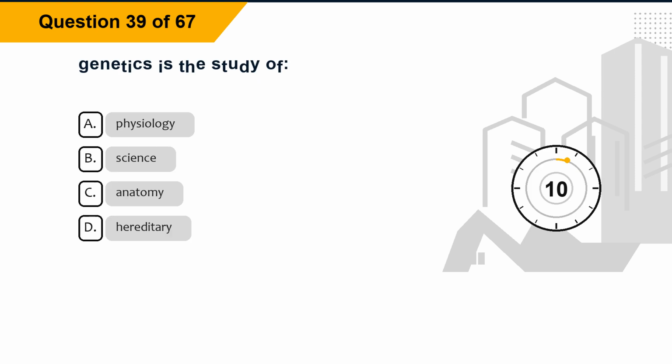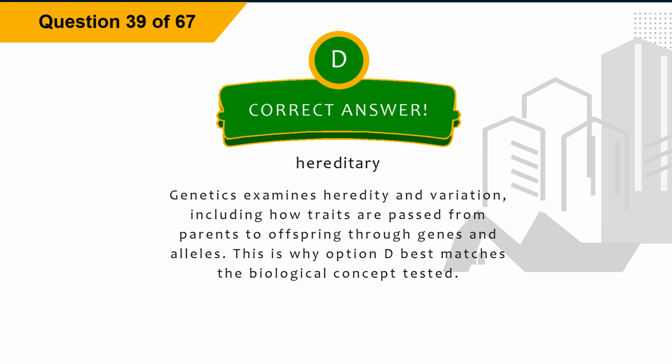Question 39. Genetics is the study of. Option A, physiology. Option B, science. Option C, anatomy. Option D, hereditary. The correct answer is option D, hereditary. Explanation. Genetics examines heredity and variation, including how traits are passed from parents to offspring through genes and alleles. This is why option D best matches the biological concept tested.